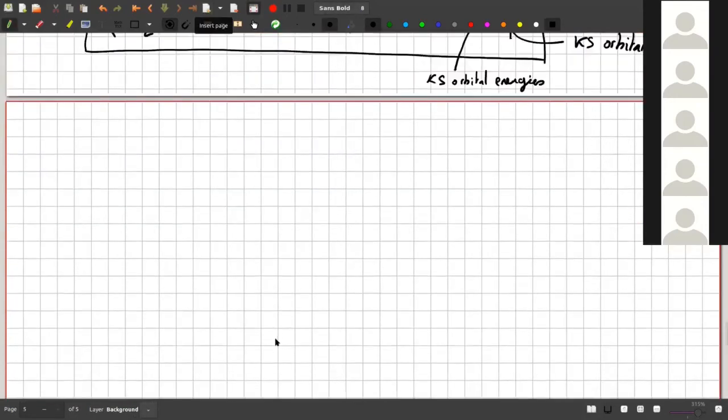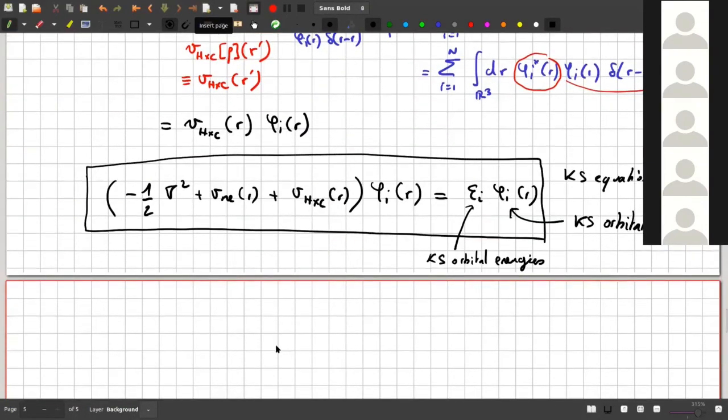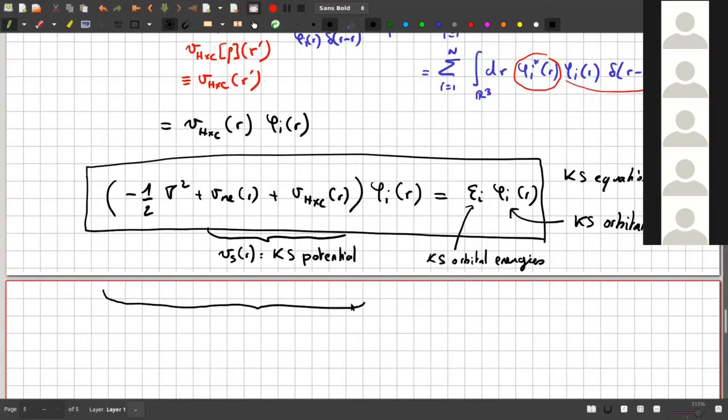Just to give you some notation also, the sum of the external potential and the Hartree exchange correlation potential is sometimes called Vs, the total Kohn-Sham potential. And this defines an effective one-electron Hamiltonian that is sometimes called Hs of r. Okay, so this is called the Kohn-Sham one-electron Hamiltonian.